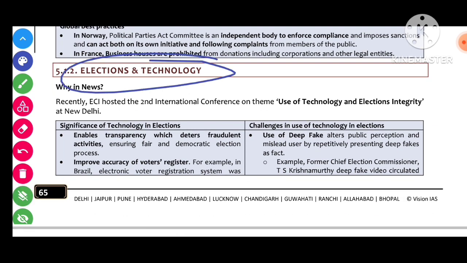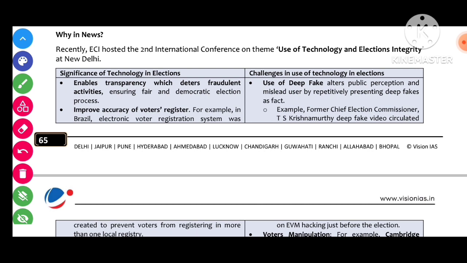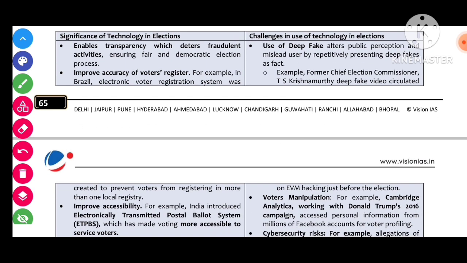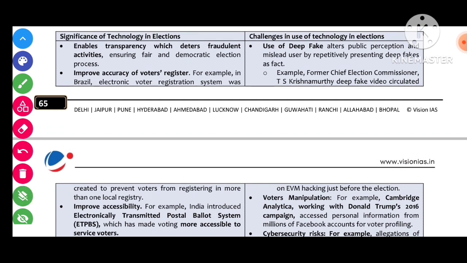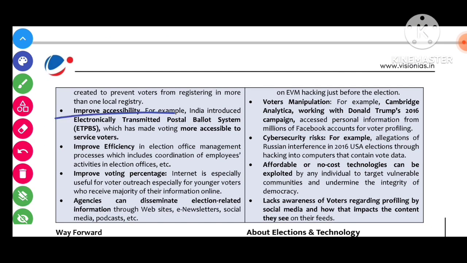And elections and technology. Why was it in news? The Election Commission of India hosted the second international conference on the theme use of technology and election integrity at New Delhi. And these are the significance of technology in elections and challenges in use of technology. So you can remember 2 to 3 significances and 2 to 3 challenges. Significance such as enables transparency which deters fraudulent activities and improves accuracy of voters registered. Okay, and improves accessibility, efficiency, and voting percentage. Agencies can disseminate election related information.